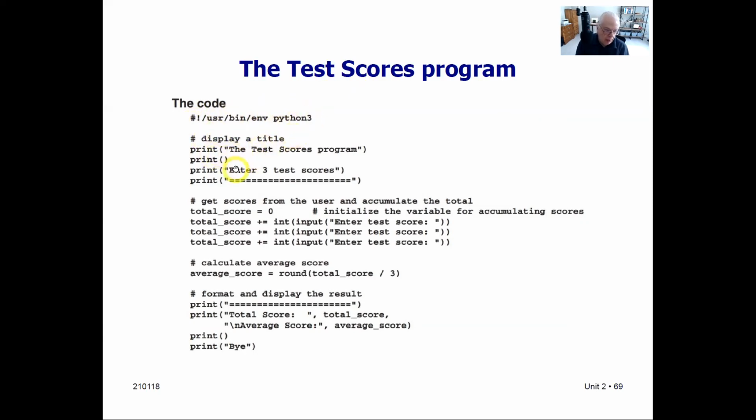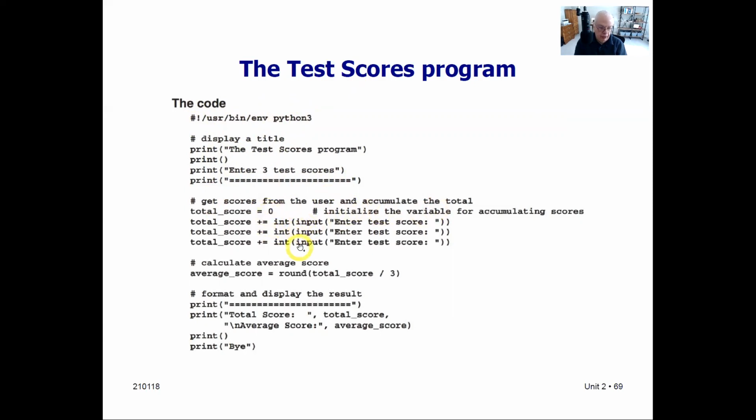There's our title, our blank line, our instruction line, and our dashes for prettiness. Then we get into collecting the data from our user, get our scores and accumulate the total. So we establish total score is 0.